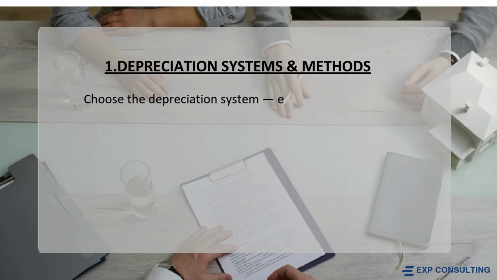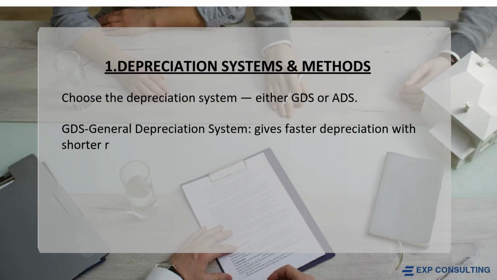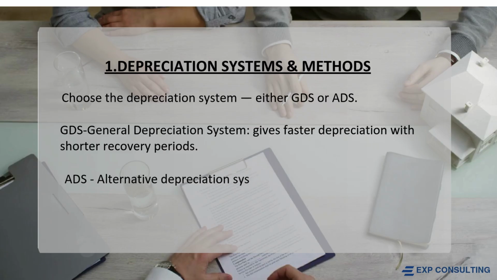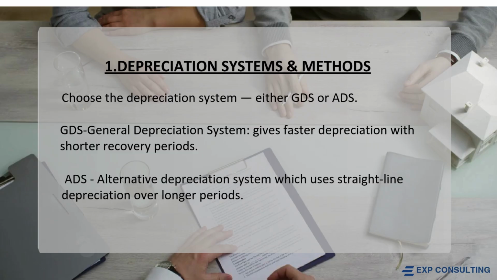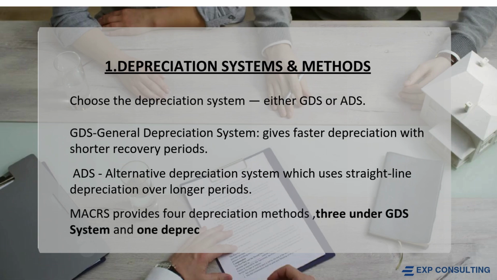We start by choosing the depreciation system, that is GDS or ADS. So GDS is basically General Depreciation System, which gives faster depreciation with shorter recovery periods. And ADS is Alternative Depreciation System, which uses straight line depreciation over longer periods. So there are 4 depreciation methods, 3 under GDS and 1 under ADS.